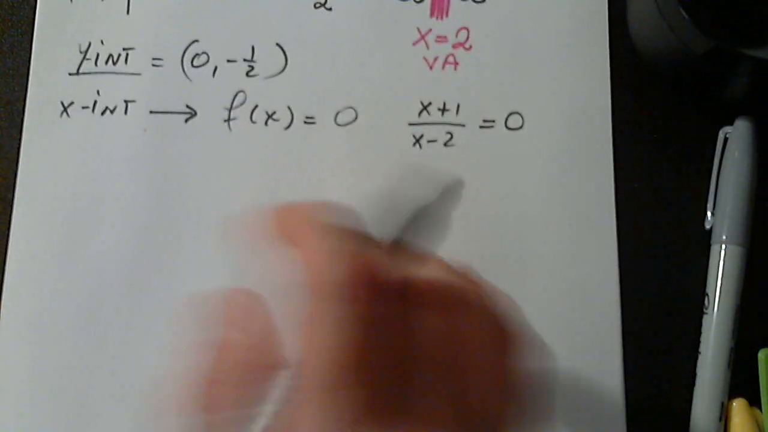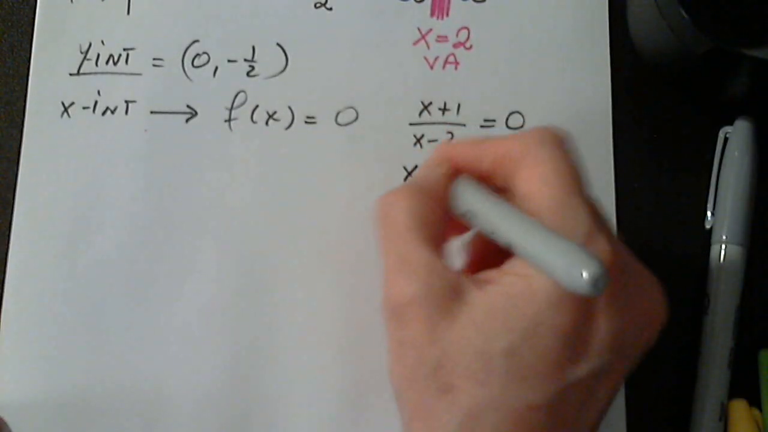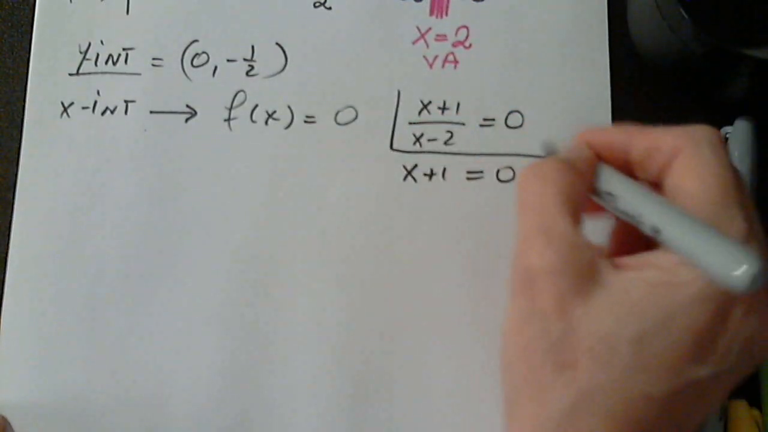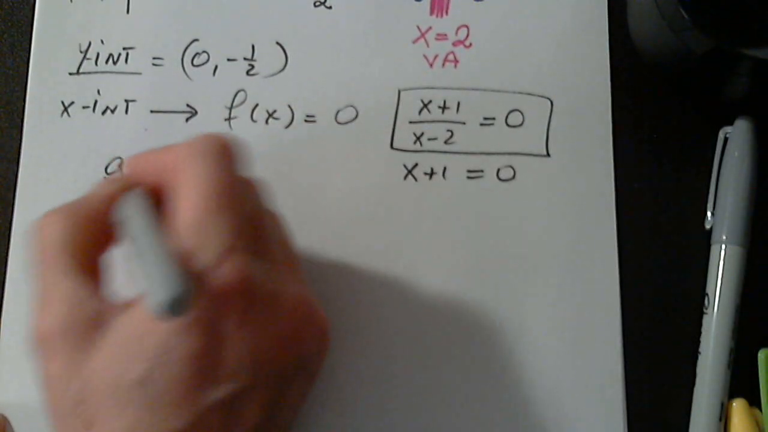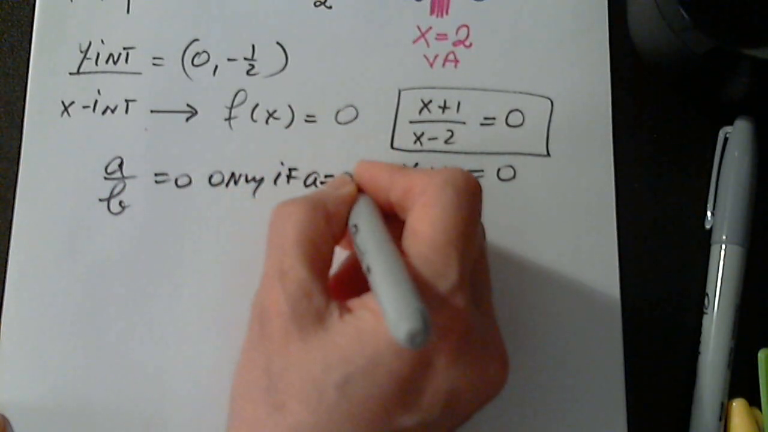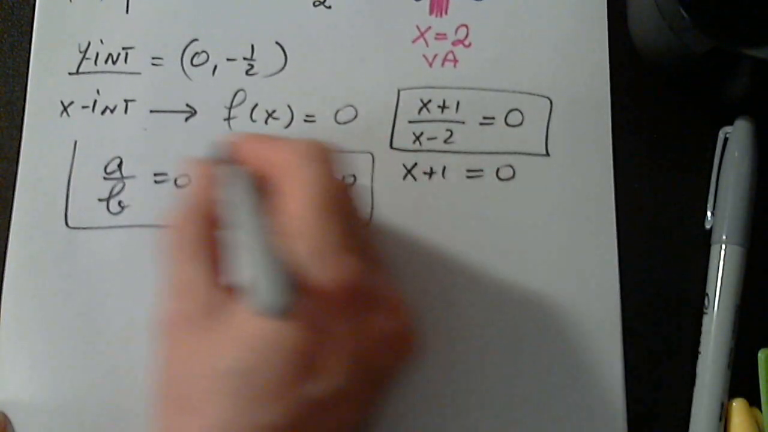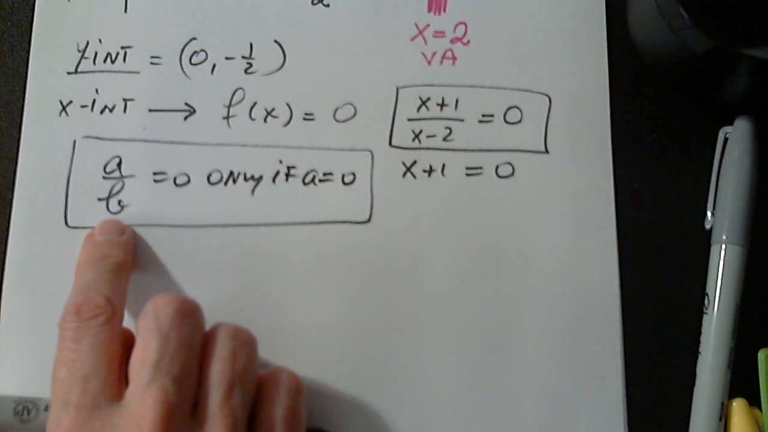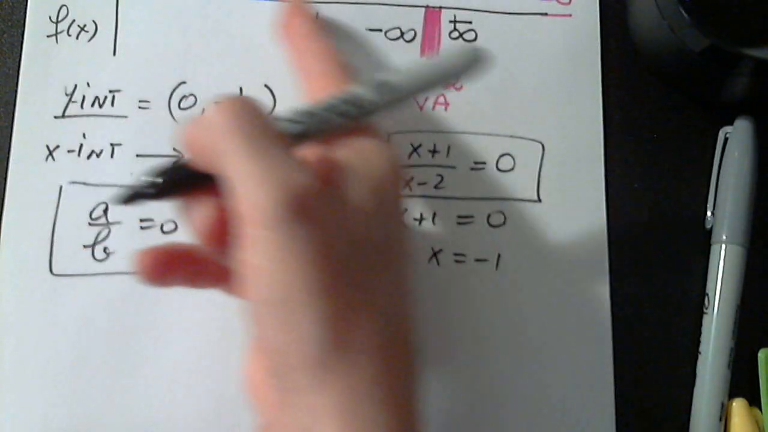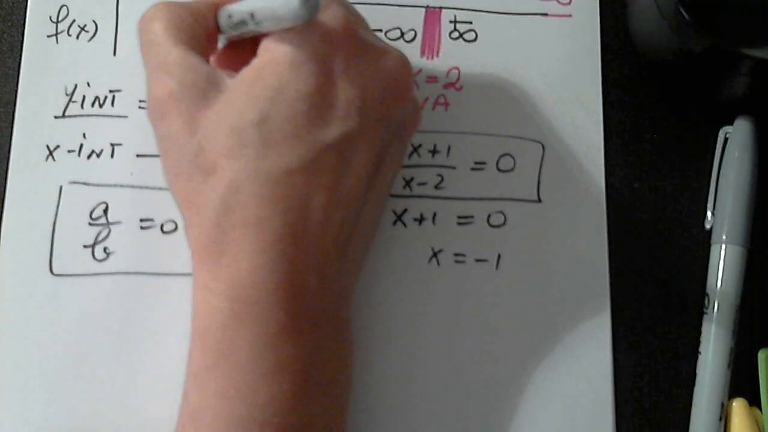So a fraction is 0 only when the numerator is 0. So please remember, a divided by b is 0 only if a is 0. Because we know what happens if b is 0. It's a tragedy. When x is 2, it's a tragedy, right? So indeed, when x equals -1. I put it in the table correctly in ascending order.